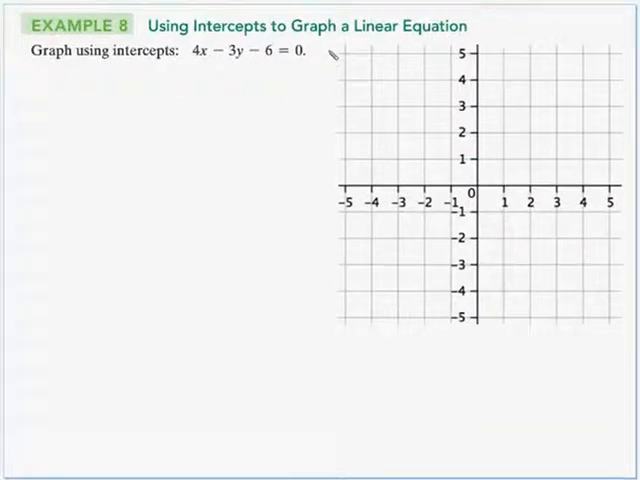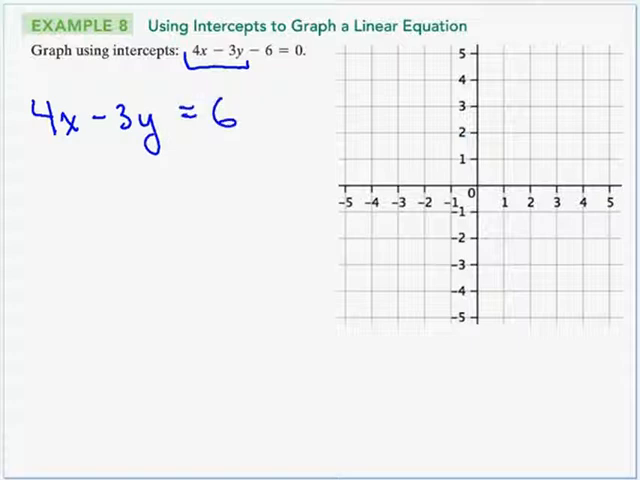So when I'm doing this method, I like to get my variables on the left, and I'm just going to get this number on the other side. So I'm going to add 6 to both sides. So now I have this, 4x minus 3y equals 6.